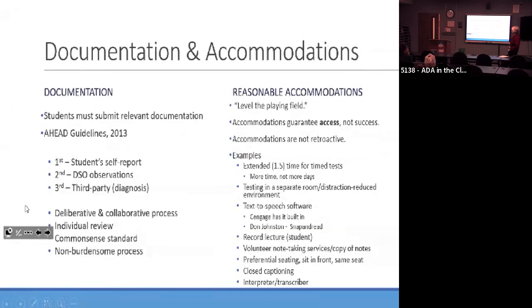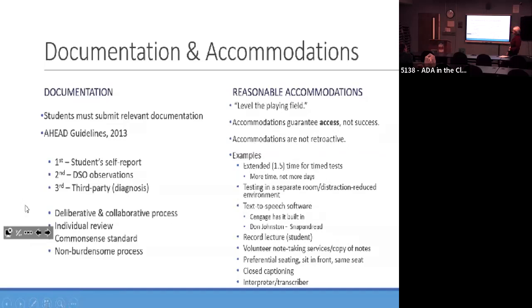So in the process, students report, my observations, and then a diagnosis. Basically, these are my guidelines: a deliberative and collaborative process. It's not as simple as a student brings me documentation and I sign off and it's all good. The student and I have a conversation. So how does ADHD affect you in the classroom? How does it affect you when you take tests, when you're doing your assignments? How does that work? What does that look like?